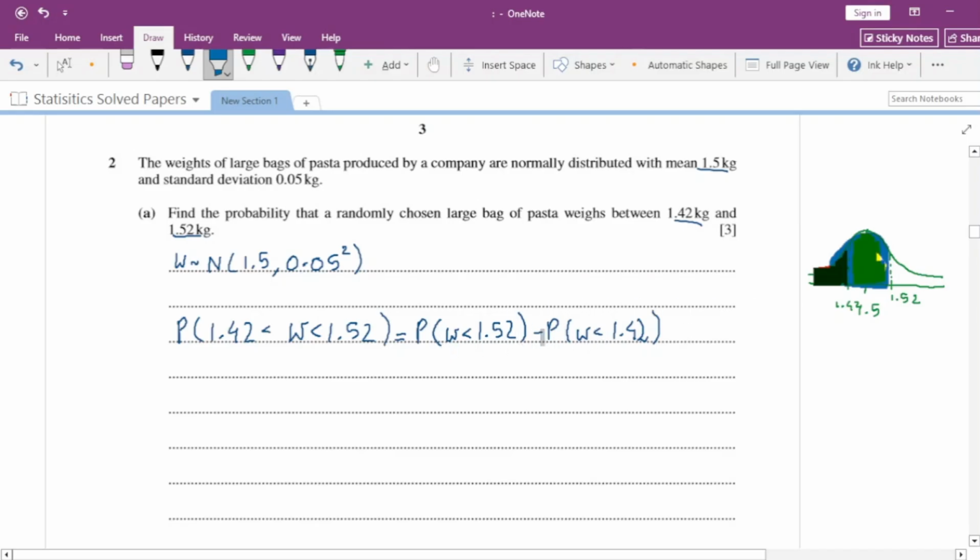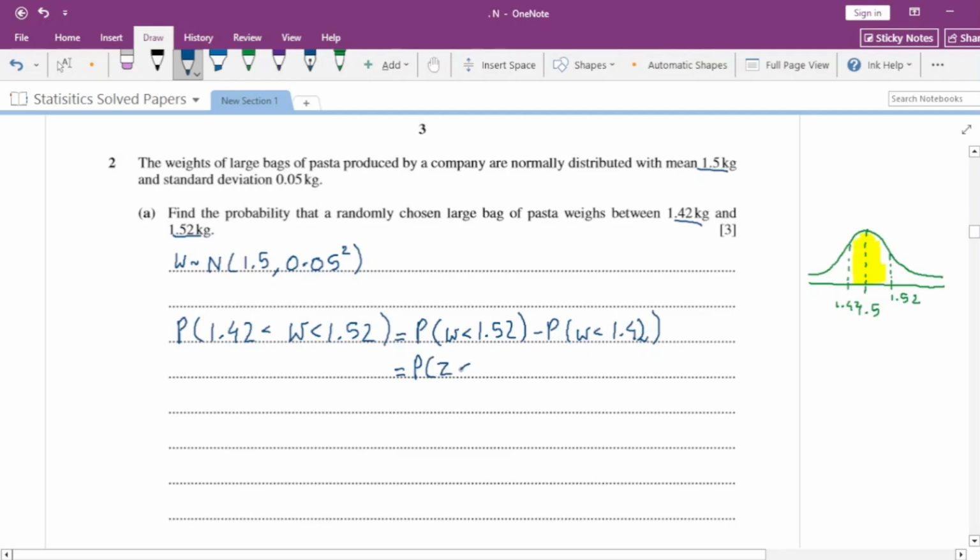Remember, lesser than a Z value will always give you the left side of the value you're looking for. So this probability over here would give you all of this combined blue area. And when you find the difference of both of these, you would get your yellow area, which is the target area we want to find the probability for. All right. So the very next thing you have to do is to standardize it.